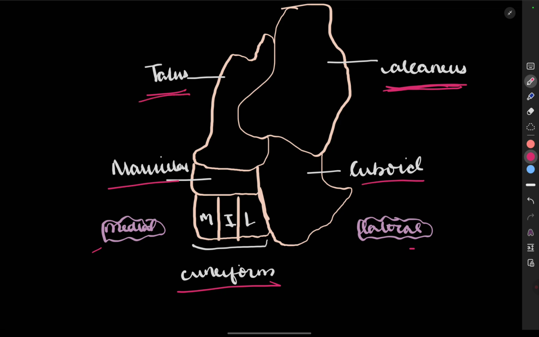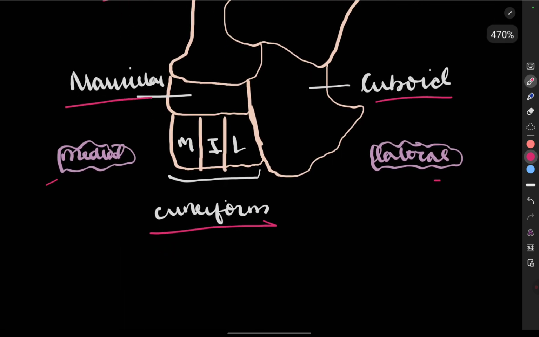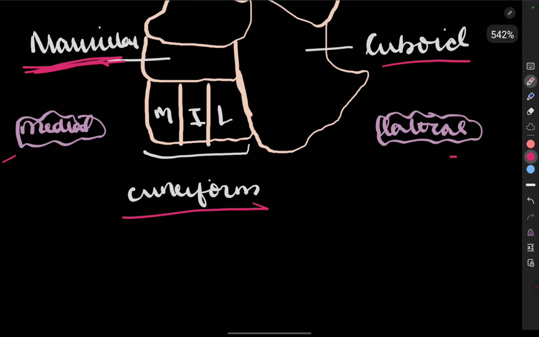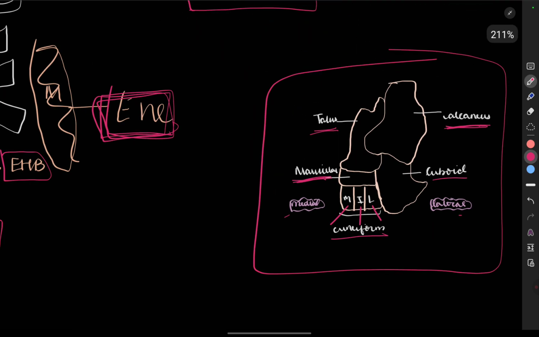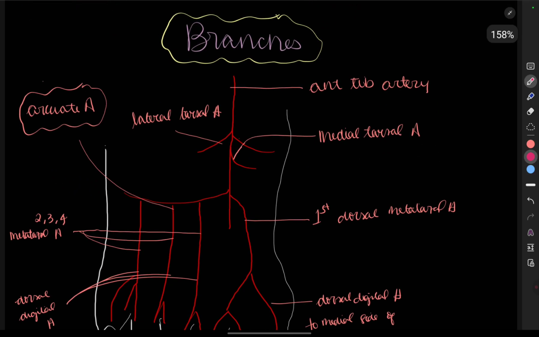The talus is just beside and below it, and we have the navicular and cuboid and three cuneiforms, that is the medial cuneiform, intermediate cuneiform and the lateral cuneiform. Okay, so this is about the tarsal bones. Now we'll see the branches. We are going to end the chapter soon.